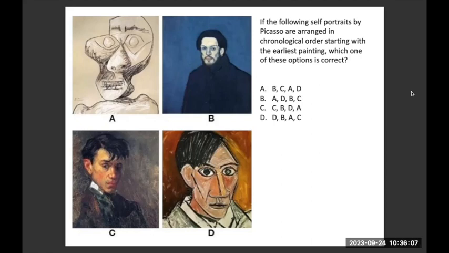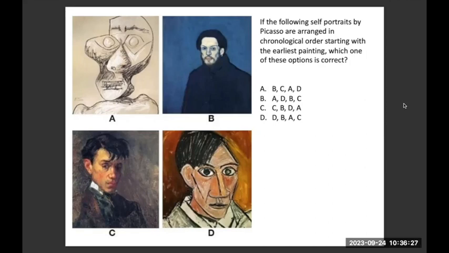Adya, Tvisha, Anvi, wrong answer. Ria, correct answer. Kavya, Tvisha, wrong answer. Vishwa, wrong answer. Tanvi, wrong answer.